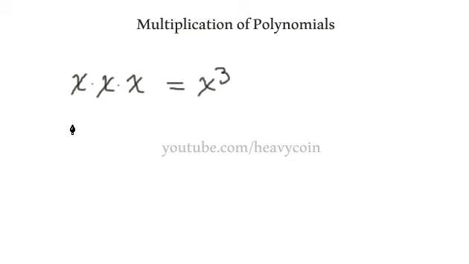But even if I were to have x squared times x to the third, and we wanted to simplify this, this becomes x to the fifth power. Okay, there'd be 5 x's there.